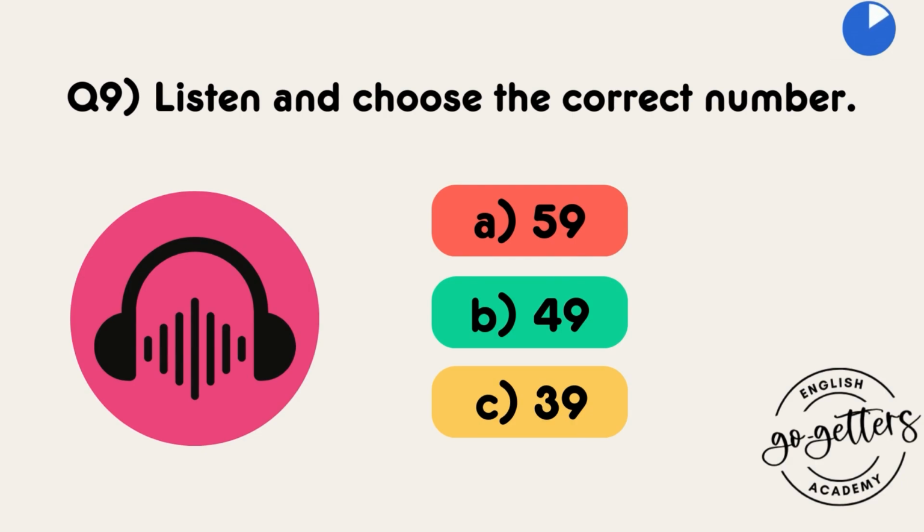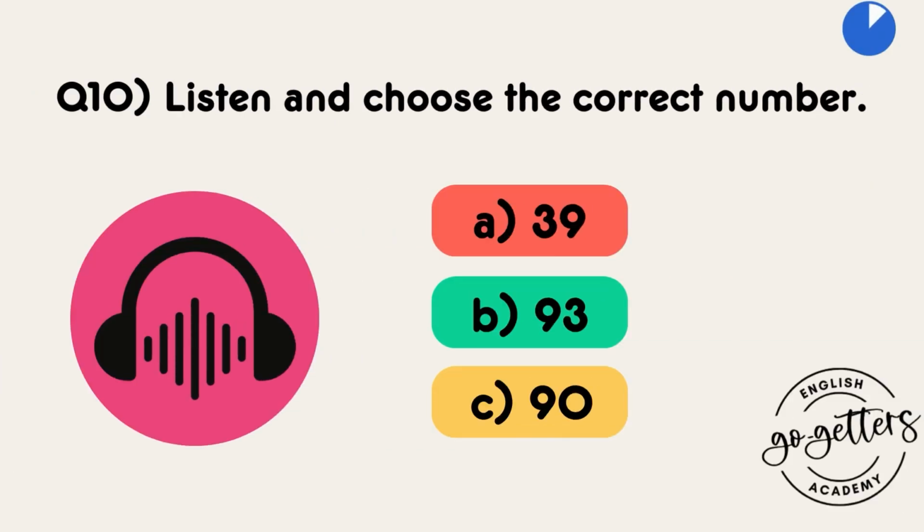Question 9. The number is 49. 49. And the correct answer is letter B, 49. Question 10. The number is 93. 93. And the correct answer is letter B, 93.